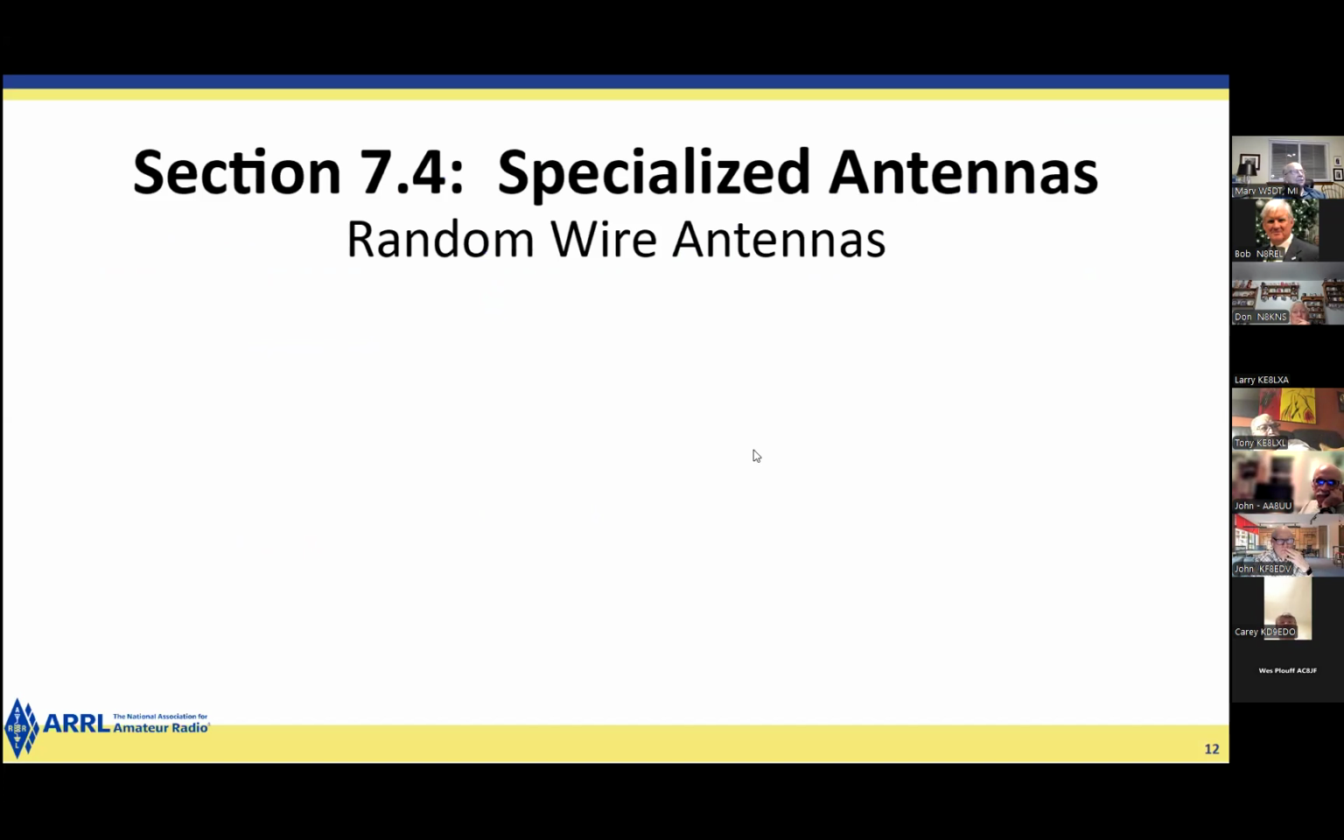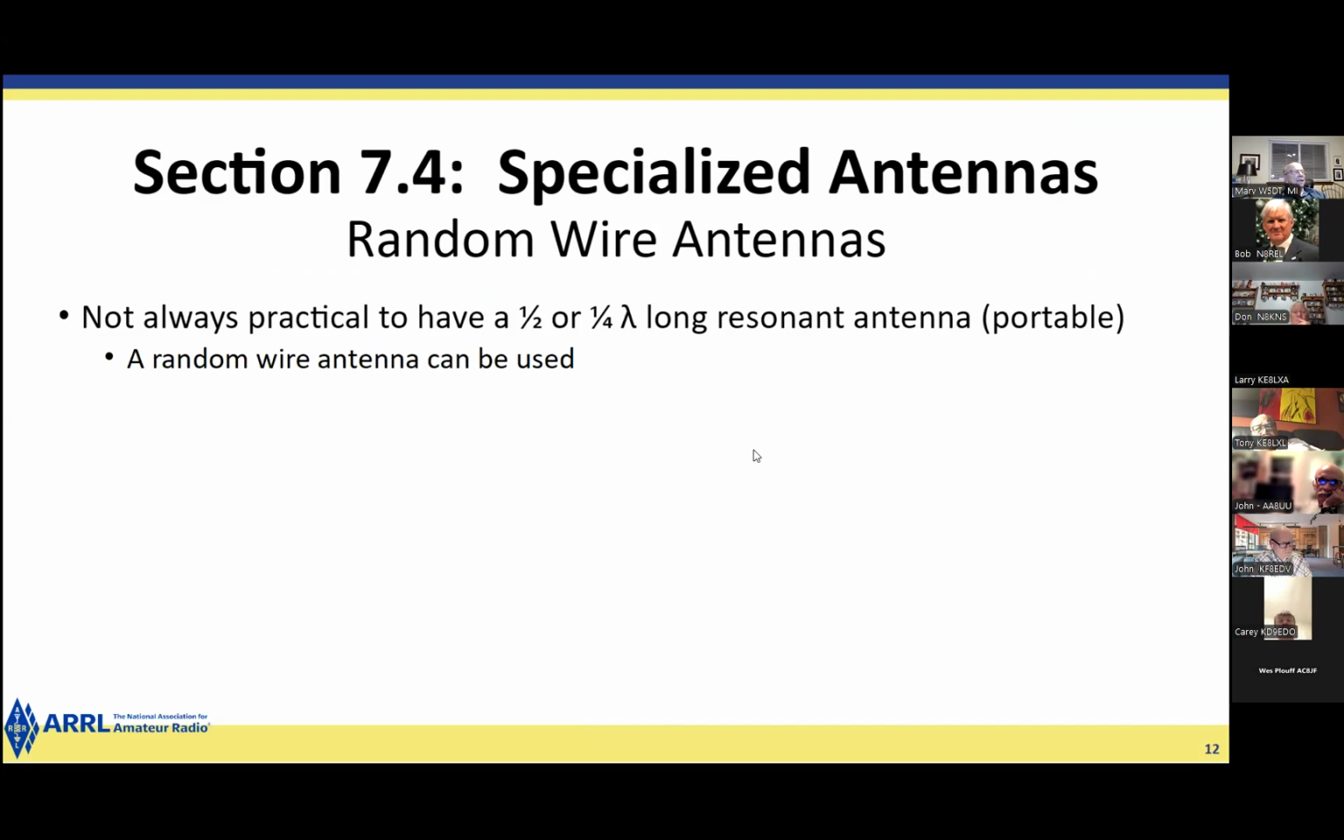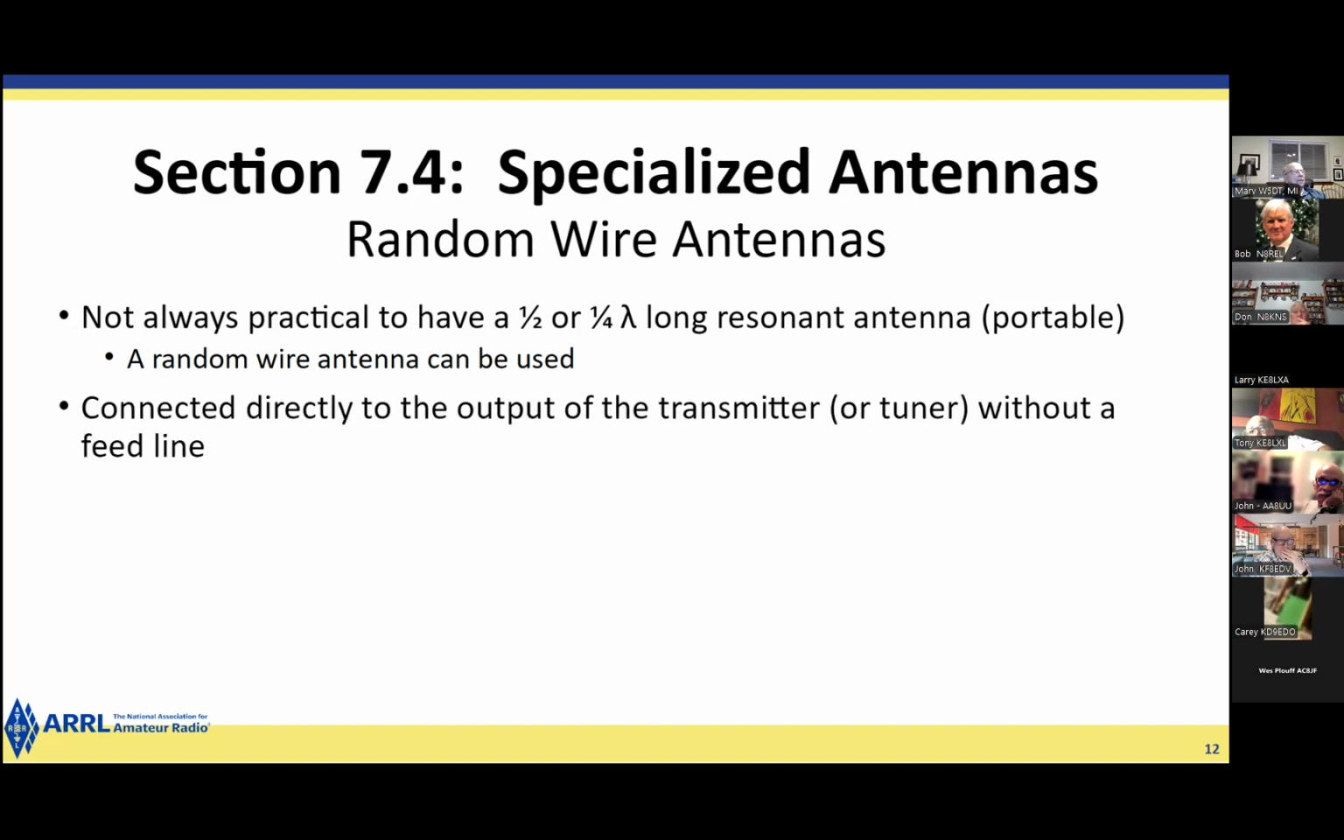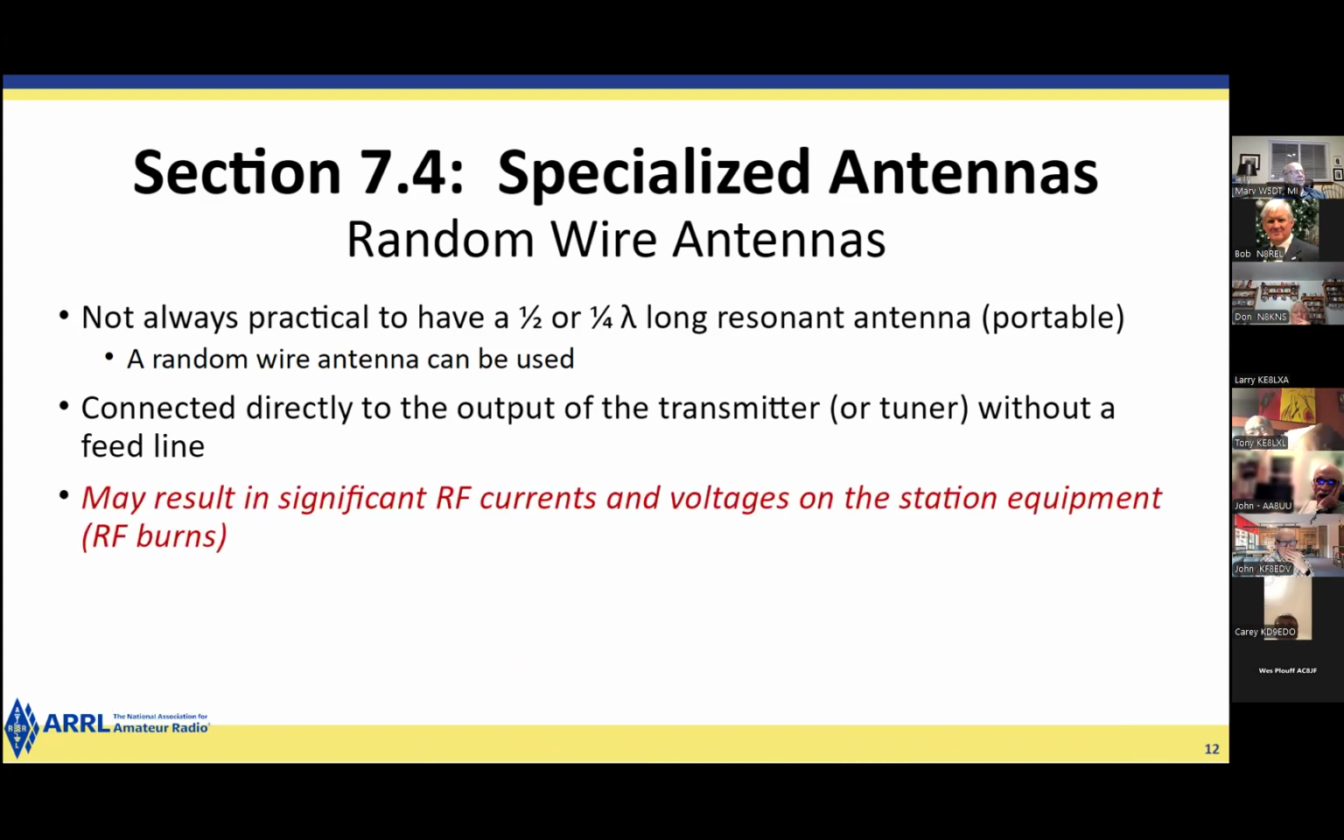Okay, we'll get into some random wire antennas now. Now, these aren't very practical. It's not always practical to have a half or a quarter wave resonant antenna. A random wire antenna can be used. It's connected directly to the output of the transmitter or tuner without a feed line. This is the problem. It may result in crazy RF currents and voltages on the station equipment, which can translate into RF burns.